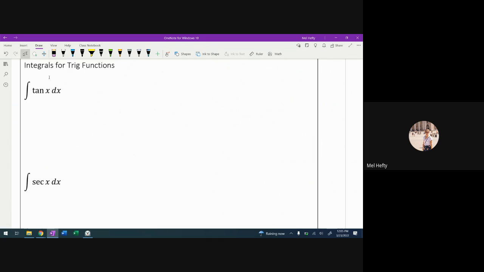So let me grab my charger. Does anyone remember from pre-cal? Tangent is equal to a fraction consisting of 2 other trig functions. Sine, you do remember. Oh, perfect. All right. Tangent is equal to sine over cosine. I'm going to show you how to find the integral.